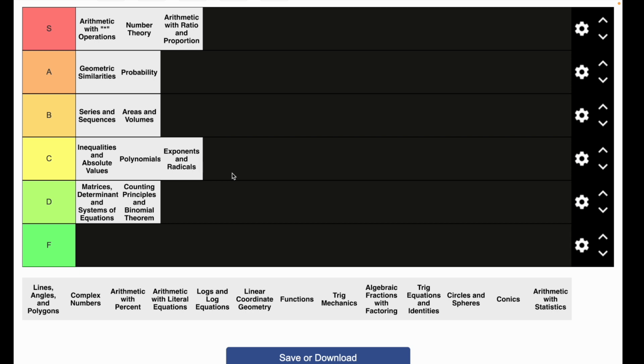There's a lot of simplifying. It can be difficult, and this is one of the categories I think they make harder than they need to. So I'm putting that at C tier.